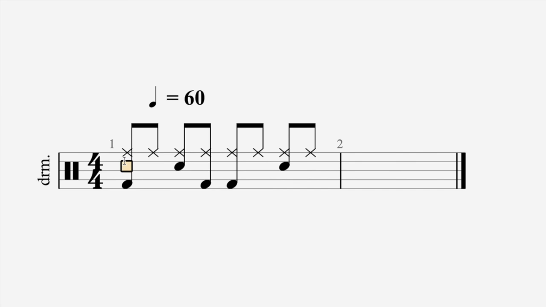So let me play you the whole beat and what that sounds like. And this is the beat that you're going to play in the chorus section of the song.